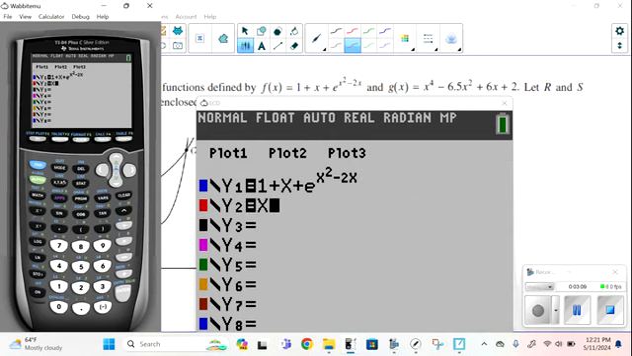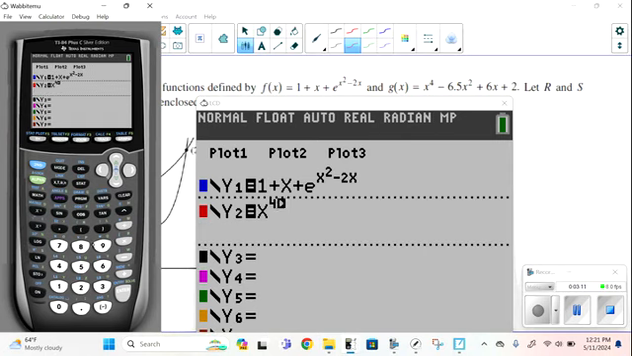We have x to the fourth. Make sure I pop off that exponent. Minus 6.5x squared plus 6x plus 2.